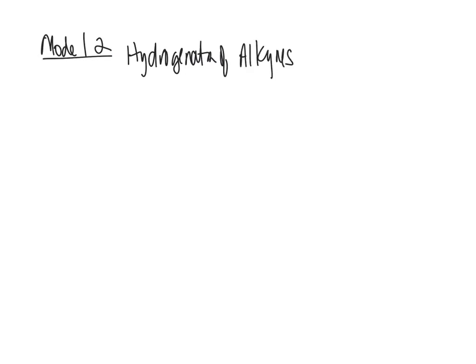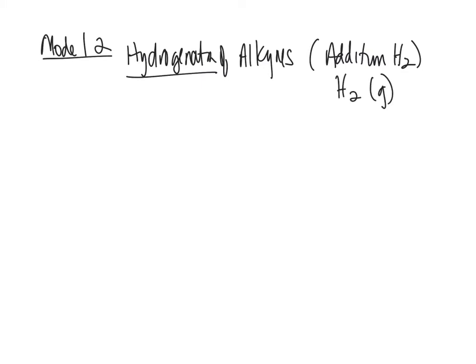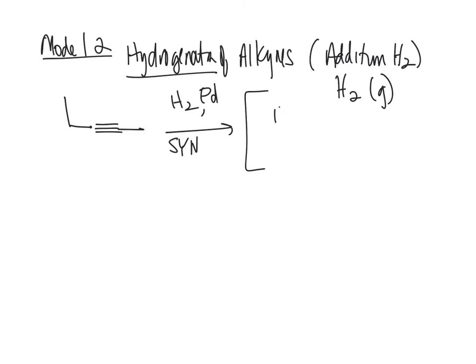So model 2, hydrogenation of alkynes. Okay, so hydrogenation is the addition of hydrogen. And hydrogen is hydrogen gas. And that would be how you would do that. Notice this is linear. And there are two reactions here in this model. And so after we do this model, I will show you a third reaction that you're required to know for the assessments.